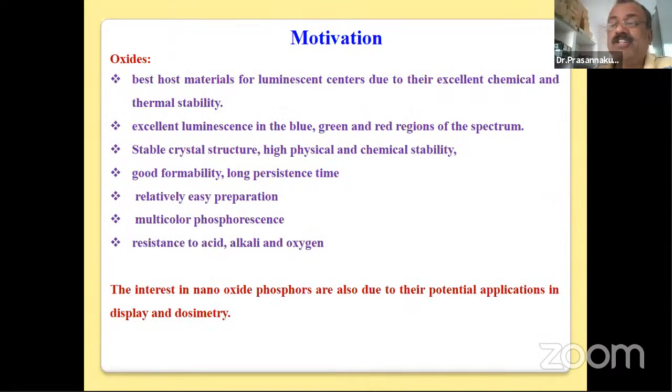What is the motivation for the problem to study all these things? Oxides are the best host material for the luminescence centers due to their excellent chemical and thermal stability, and excellent luminescence in the blue, green, and red regions of the spectrum. Here, our sample emits in the red region. They have stable crystal structure, high physical and chemical stability, good formability, long persistence time, are relatively easy to prepare, multicolor phosphorescence can be obtained, and they resist acids and alkali metals.